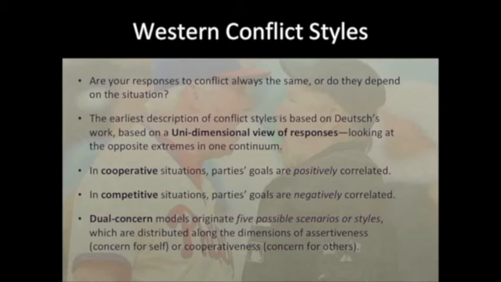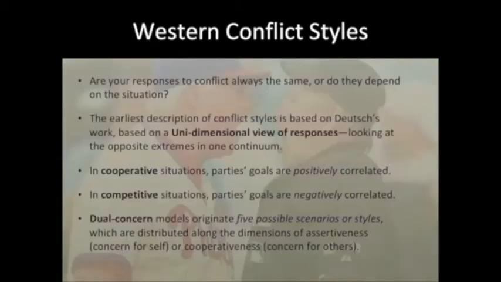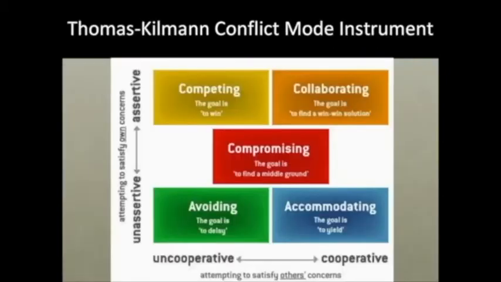Anyway, so it evolved that way, and we started out early on with Deutsch's work with a unidimensional view of responses, which is essentially saying it's either this or it's that, and that's how you measured conflict, right? Well, come to find, it's a lot more diverse than that. So I want to share with you now this idea of a dual concern model, which is really where the Thomas Kilmann conflict mode instrument evolved from. Whereas you had unidimensional views of responses, you now have something called dual concern, which involves 5 possible scenarios or styles.